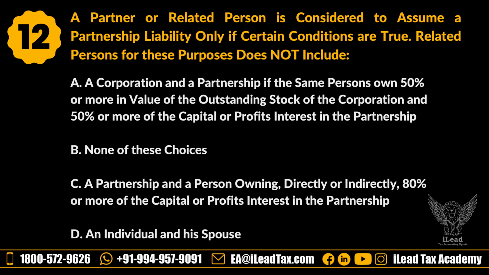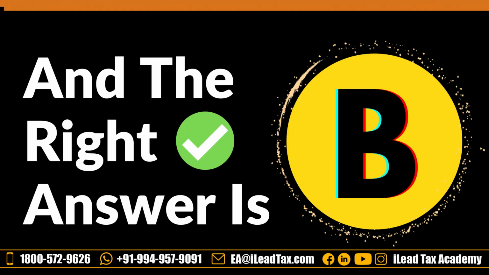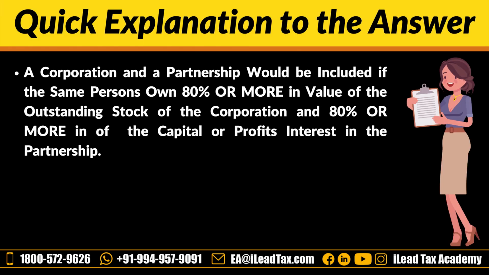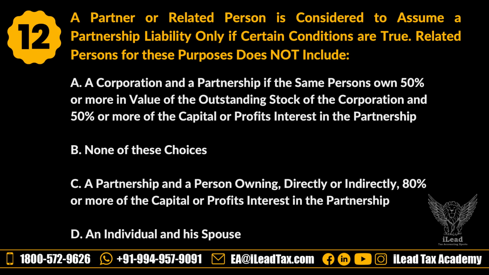Let's see the answer. The answer is B. So here, A, C, D are definitions of a related party. So A, the same individual or related entities own a significant interest in both a corporation and a partnership. The assumption of liability between them is subject to special rules. So this option describes a related person who would be considered to assume a partnership liability.